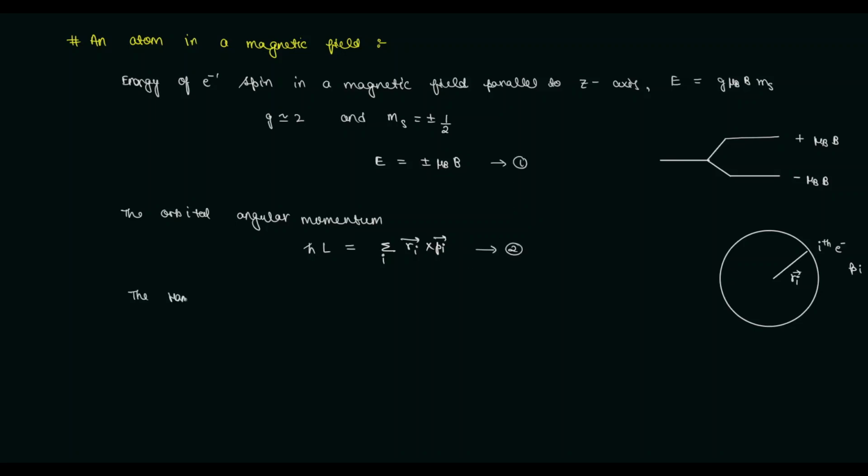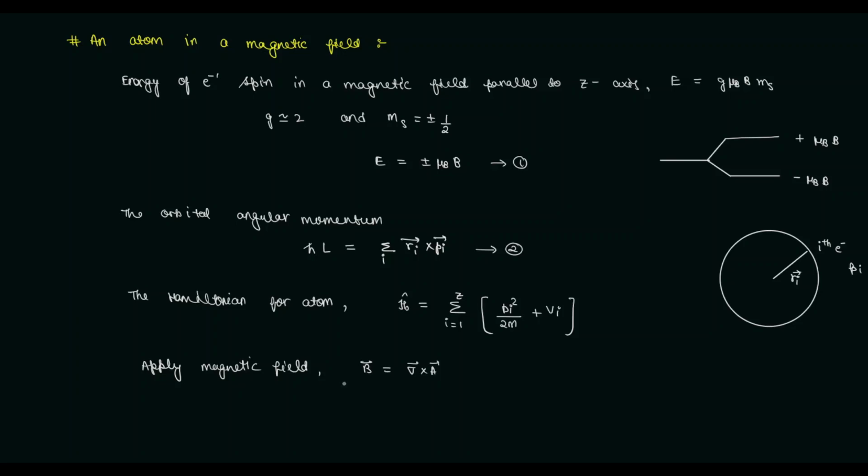Therefore, the Hamiltonian for this atom will become H0 = summation over all the electrons from 1 to Z of Pi squared divided by 2m plus the potential energy term of the ith electron. Now let's apply the magnetic field B such that B is equal to the curl of the vector potential A.